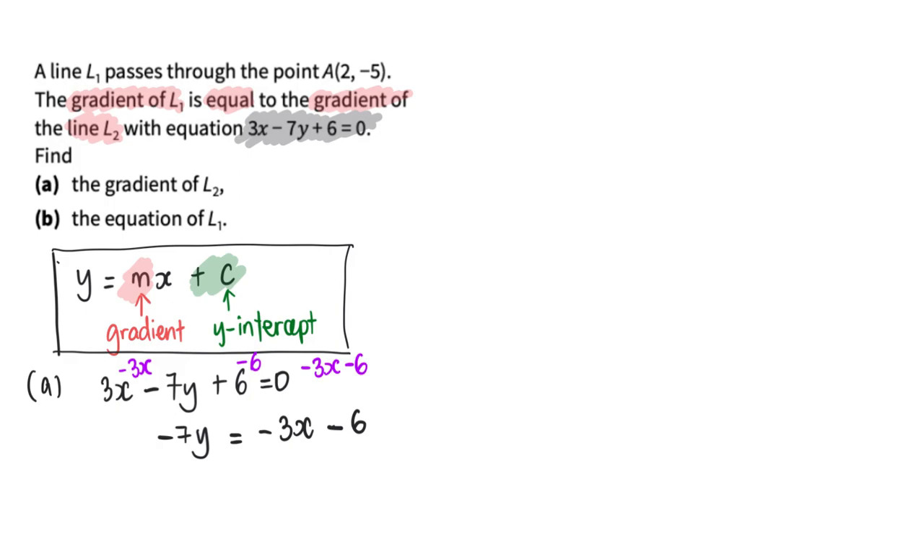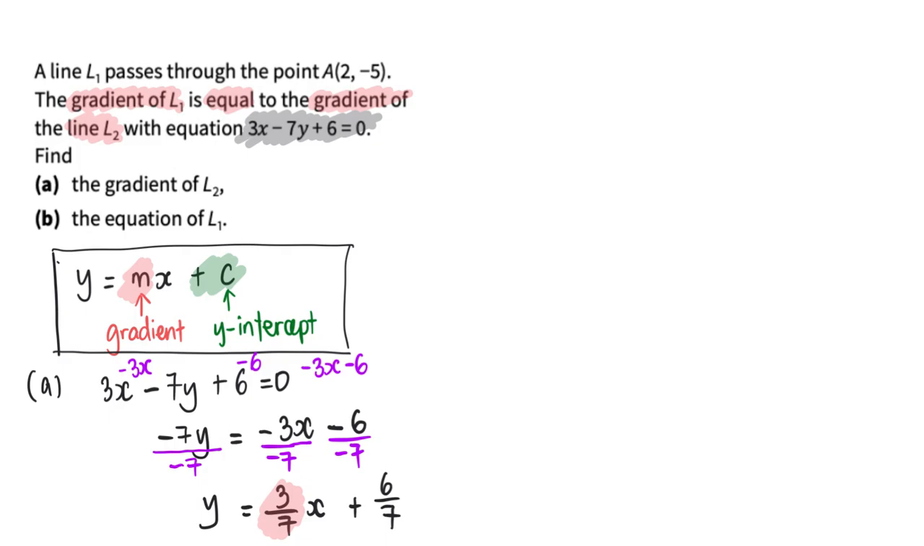After which I'm going to divide by negative 7 on both sides, so that all the terms have to divide by negative 7, and I will get this form. Negative 3 over negative 7 is 3 over 7x. Negative and negative will become positive, and from here I will be able to get the gradient of line 2, which is the gradient of line 1.